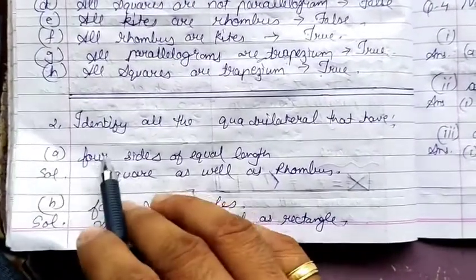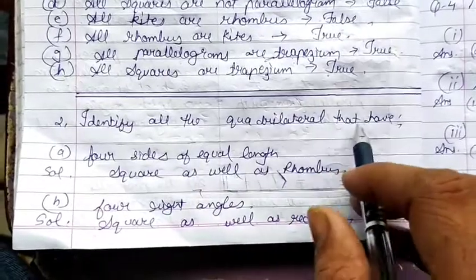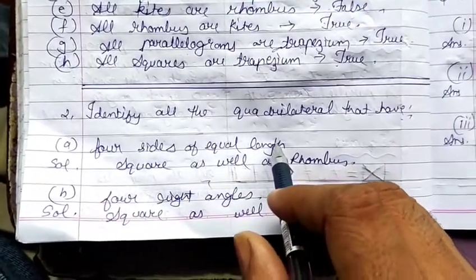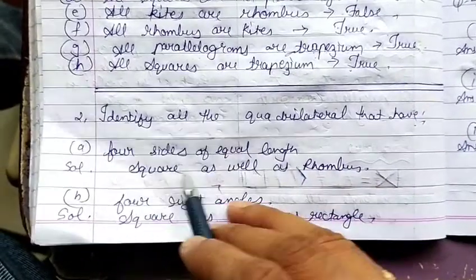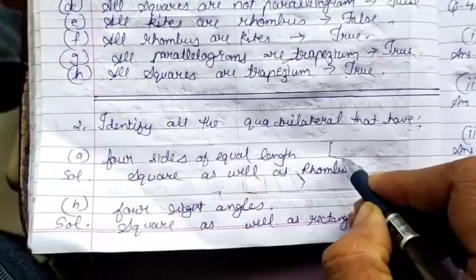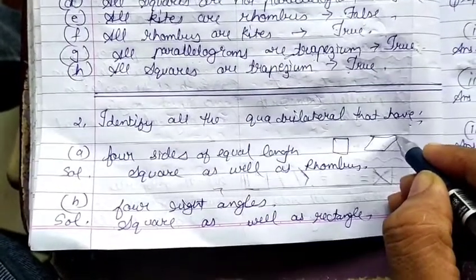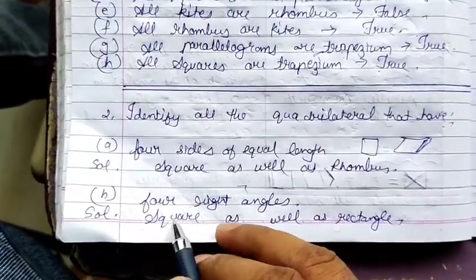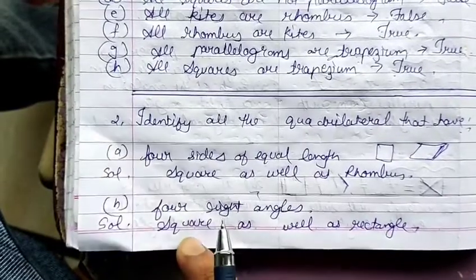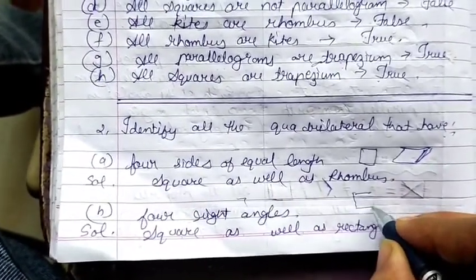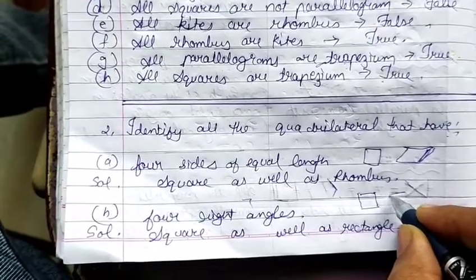Let us do the next question. Identify all the quadrilaterals that have all four sides of equal length. It is possible in a square and a rhombus. A square has all sides equal and a rhombus also has all sides equal. All four right angles: it is possible in a square and a rectangle, whose all angles are right angles, 90 degrees.